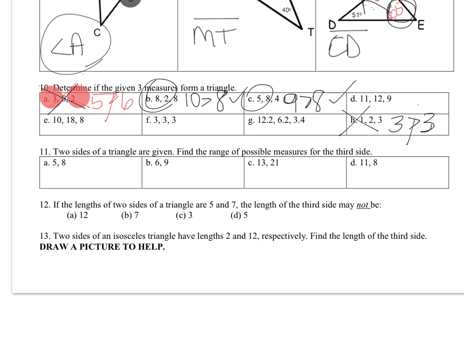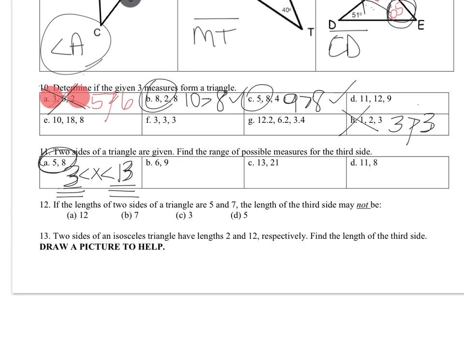Two sides of a triangle are given. Find the range of the possible measures for the third side. So remember, we want to find the third side. We're going to take these two values and subtract them to get 3, which is my lower range. And then it's always less than x less than. And then I'm going to add these two values to get my upper range. And remember, it says between 3 and 13, but 3 is not included and 13 is not included. So really anything between 4 and 12.